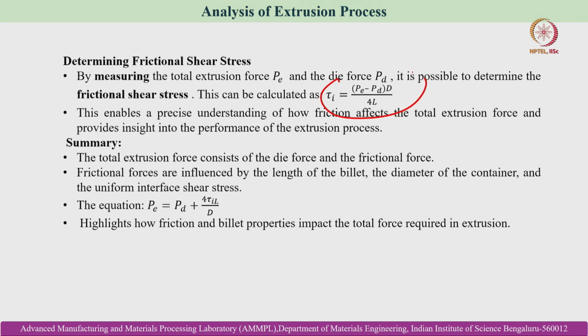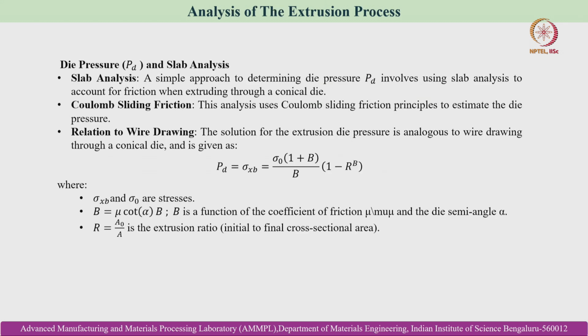So, this is the expression for the frictional shear stress. This enables a precise understanding of how friction affects the total extrusion force and provides insight into the performance of the extrusion process. The summary here is that the total extrusion force consists of the die force and the frictional force, and the frictional forces are influenced by the length of the billet, the diameter of the container and the uniform interface shear stress. So, the equation is P is equal to P d plus 4 tau i L by d. This highlights how friction and billet properties impact the total force required for the extrusion process.